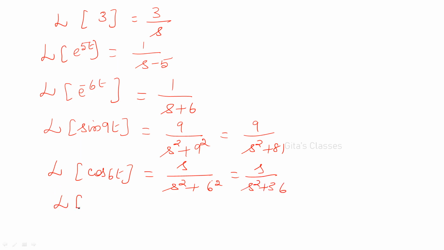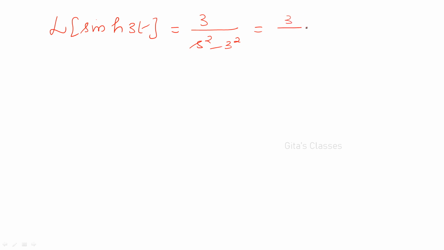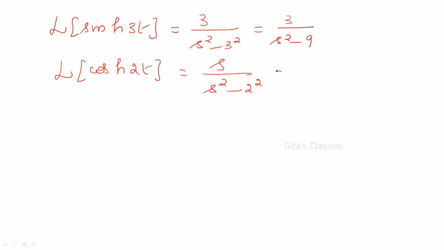L of sinh 3t is equal to 3 divided by s squared minus 3 squared, that is 3 divided by s squared minus 9. Next is L of cosh 2t, which is equal to s divided by s squared minus, for hyperbolic functions it is minus, 2 squared. That is s divided by s squared minus 4.